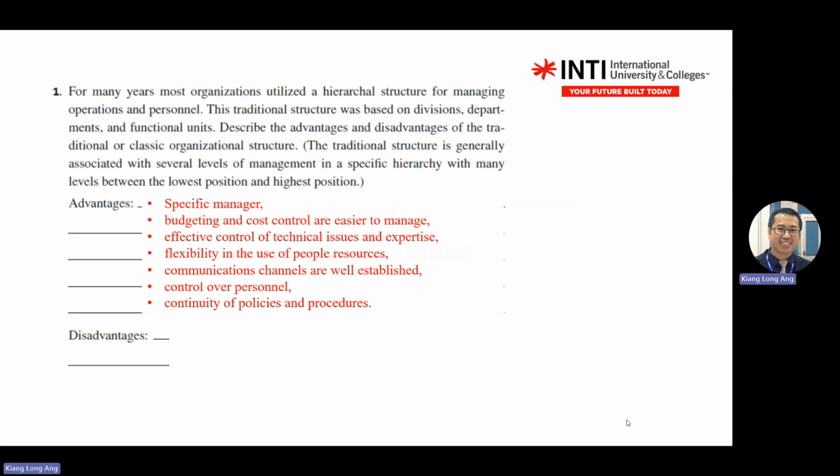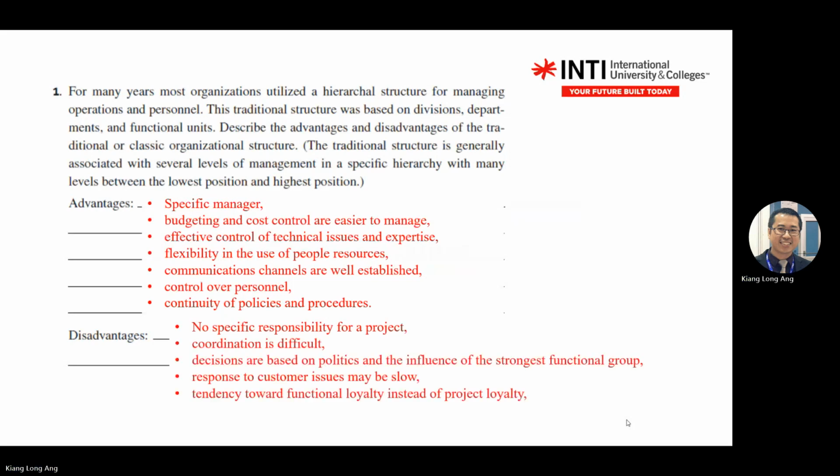Continuity of procedures and policies: this is because you have very strict procedures. Like the first step, you have to go to finance, clear the finance, receive the PO, then you go to manufacturing and so on. The client has to pay the money first, or they have to raise a PO. After the PO, it has to be approved here and there, and then only can you produce the part. Very specific. The disadvantage is that there is no specific responsibility for the project.